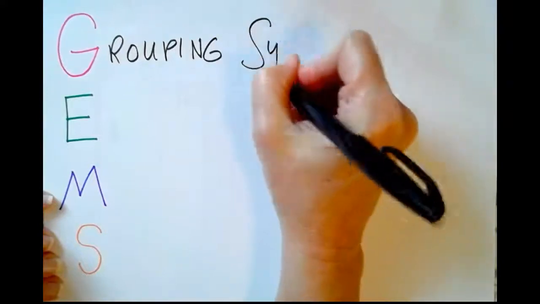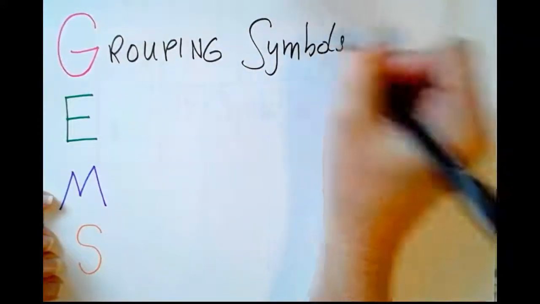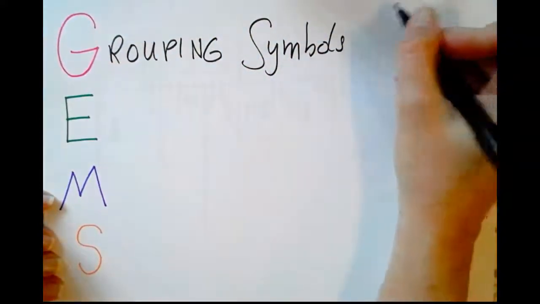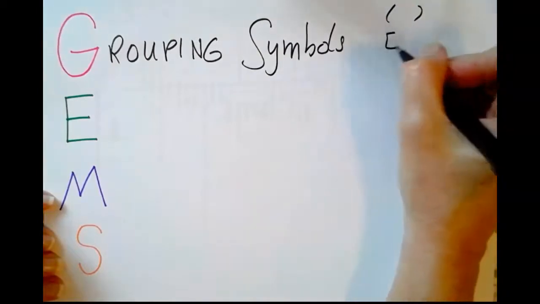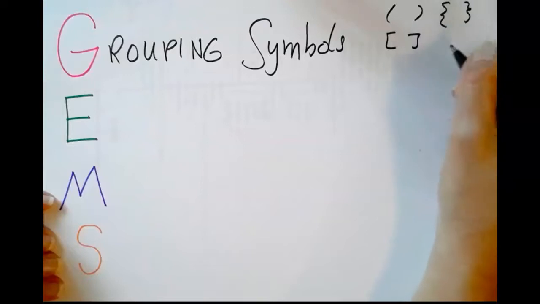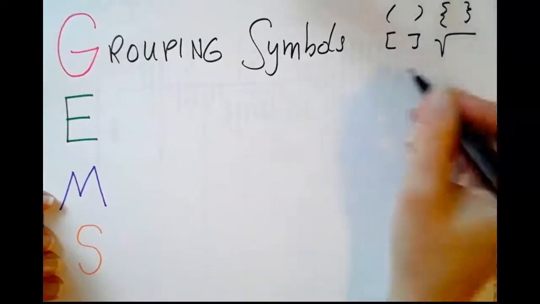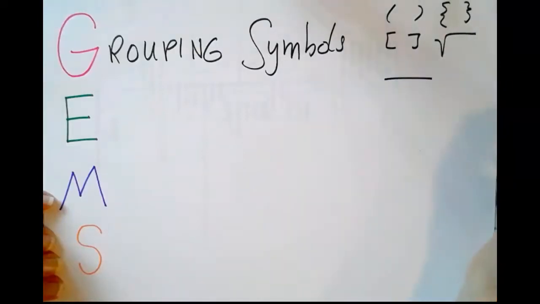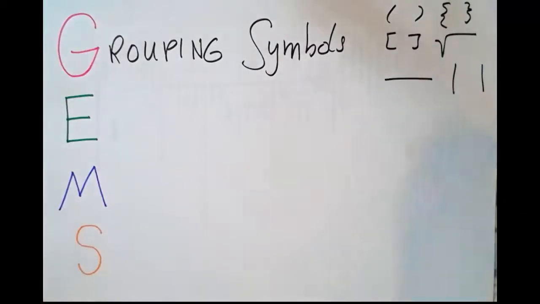So grouping symbols, there's lots of them that you all know about. We've got parentheses, brackets, braces, the radical sign, the big fat fraction bar, absolute value bars. Those are all grouping symbols that we use pretty regularly in advanced algebra. Grouping symbols need to be dealt with first.